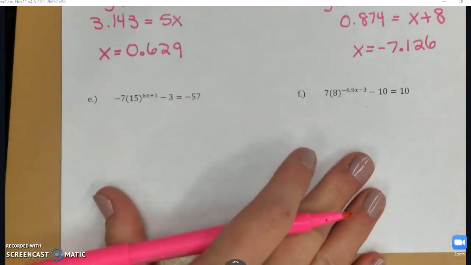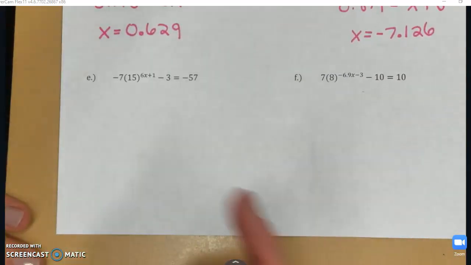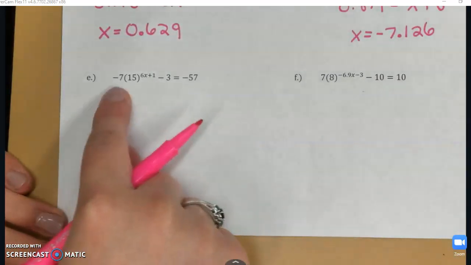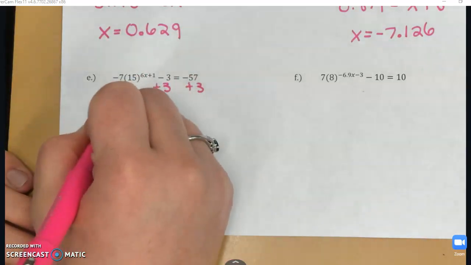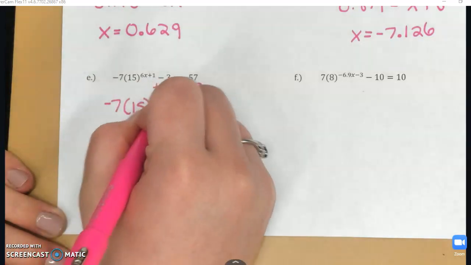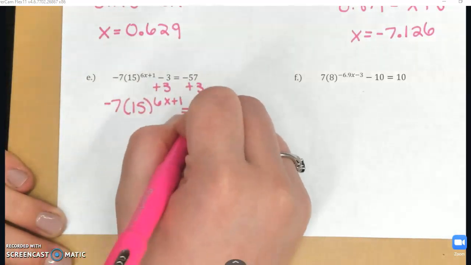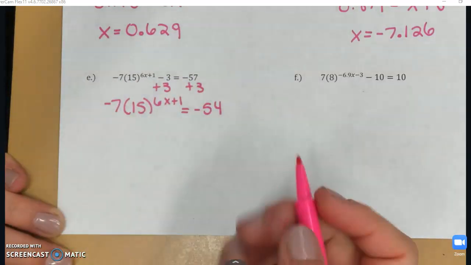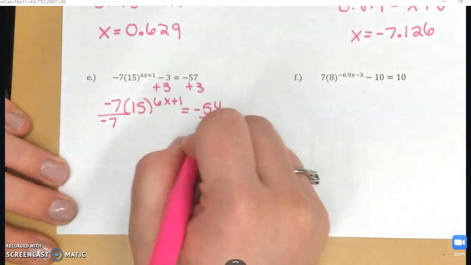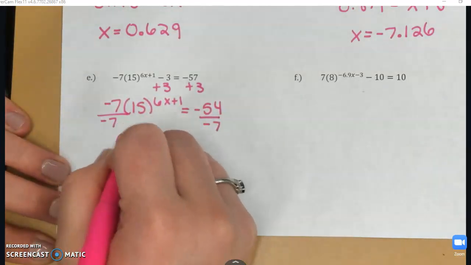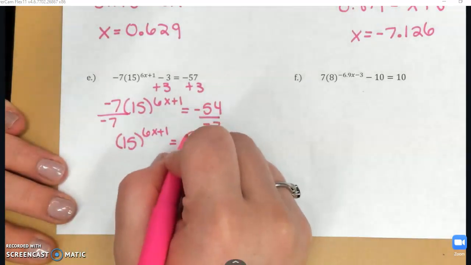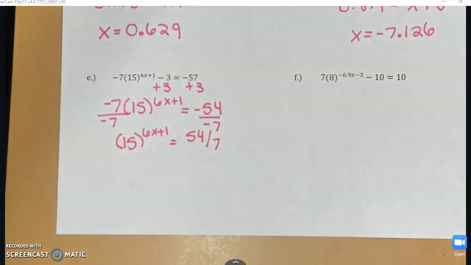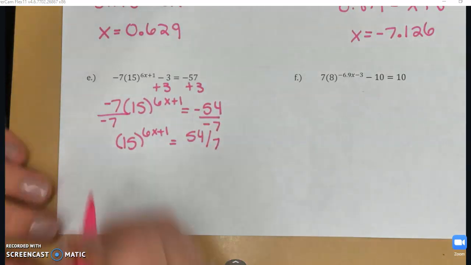All right, last two for this side. On to E. I have two things I need to undo. Again, using order of operations, first I need to add the 3. Then I'm going to divide by negative 7. Again, I'm not going to get a whole number, so I want to leave it as a fraction. But I do have a negative divided by a negative, so that is going to be positive 54 over 7.